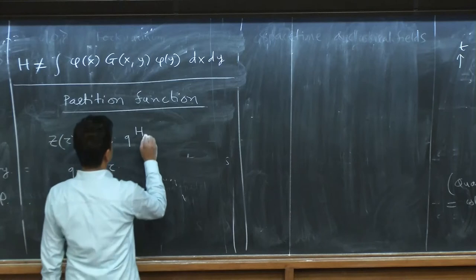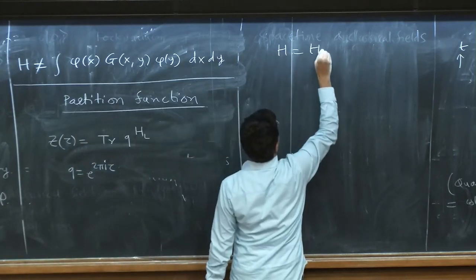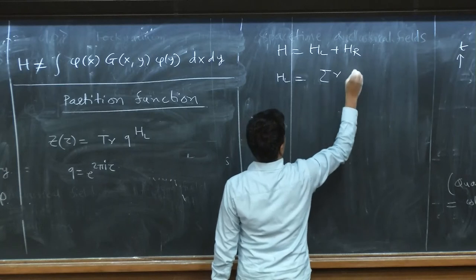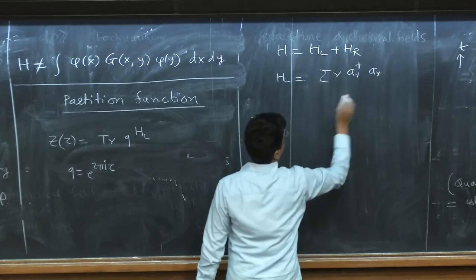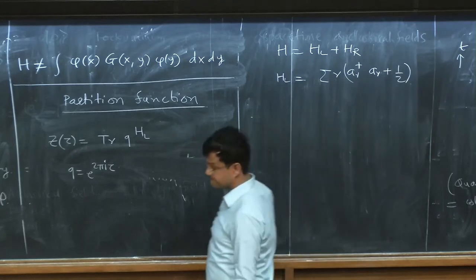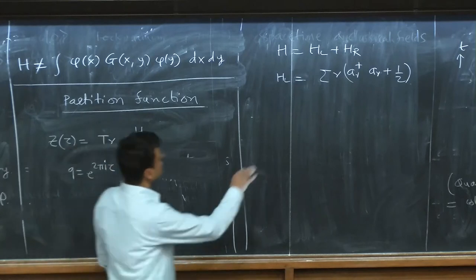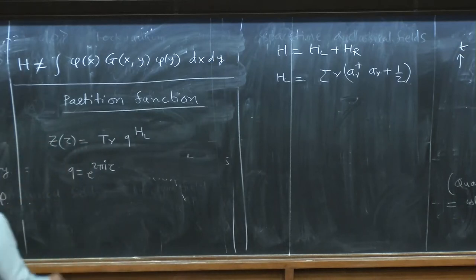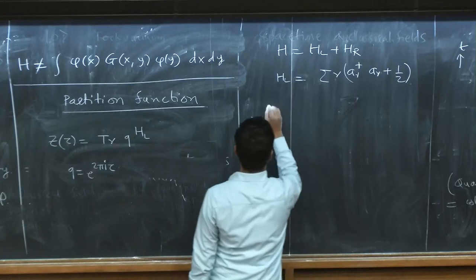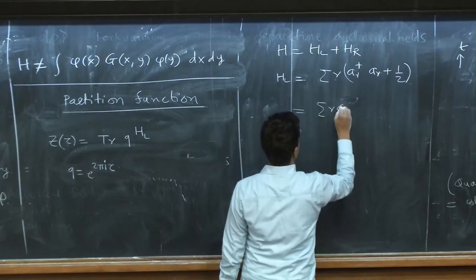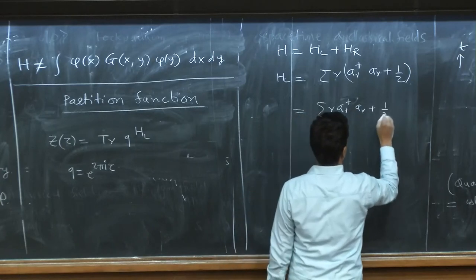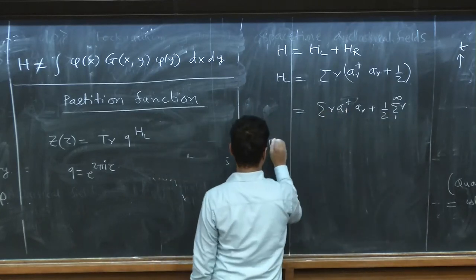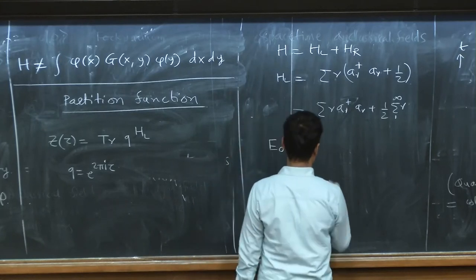And let's just take the left moving part. You remember the Hamiltonian was the left moving Hamiltonian plus the right moving Hamiltonian. And so H left was just the sum over R of a_R dagger a_R plus half. I'm going to ignore the tildes, okay? There was a similar expression with the tildes. And this we evaluated. Now, notice here there is an infinite constant. Let me call that the energy of the Fock vacuum, the ground state energy.